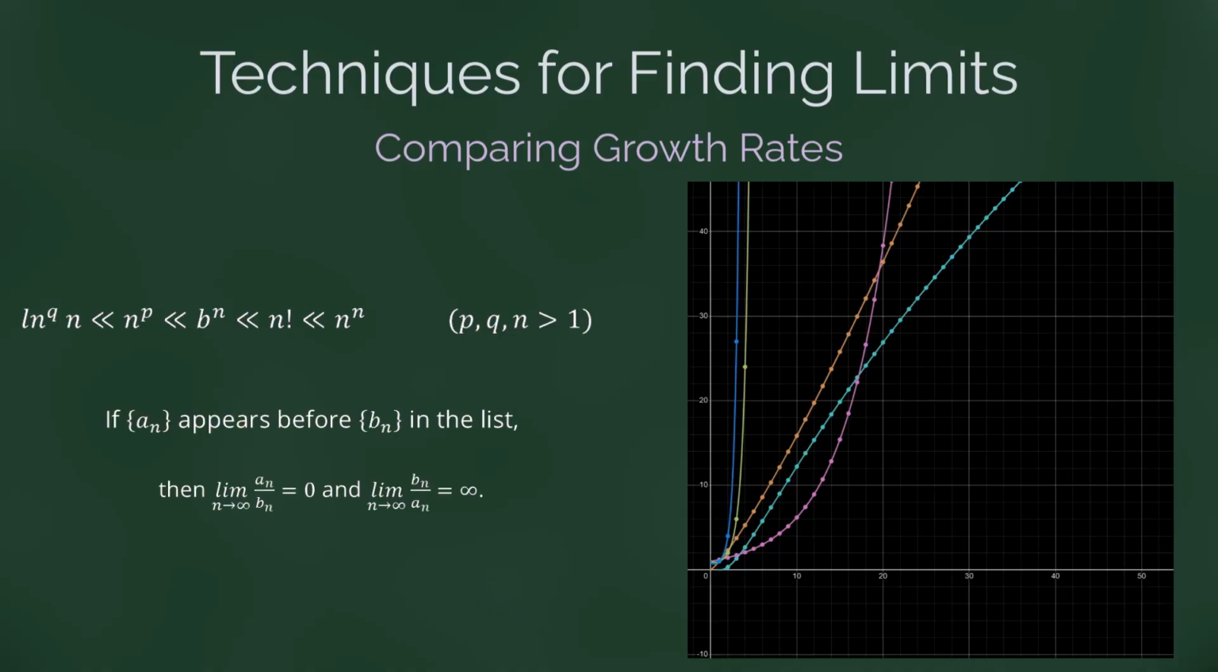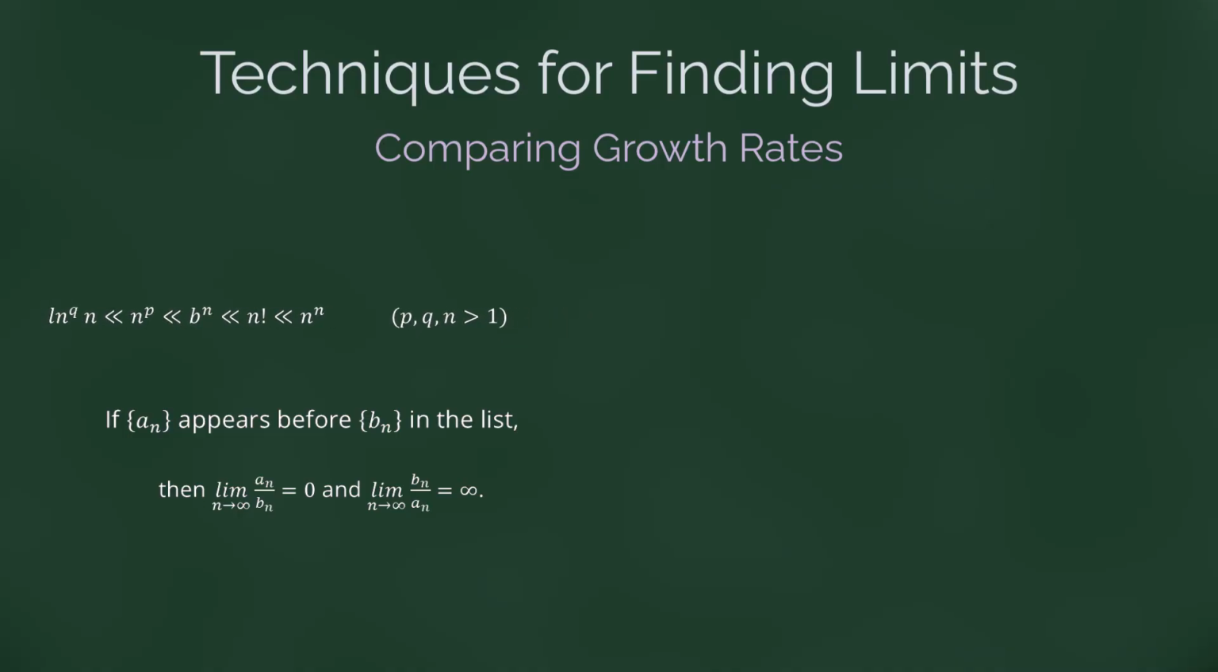This is useful to us because if we have a sequence that involves ratios of sequences of this type, then we know something about their limits. So the rule is that if a sequence a sub n appears before b sub n in our list, then when we take the limit as n goes to infinity of the ratio of a sub n over b sub n, we get 0 because the lower valued function is on the top. And if we flip that over and take the limit as n goes to infinity of b sub n over a sub n, we end up with infinity.